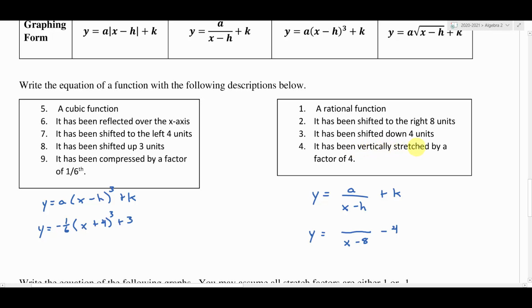And then it says it has been vertically stretched by a factor of 4. So normally I would have a 1 up here at the top, but since it's been stretched by a factor of 4, I'm going to replace the 1 with 4. And that completes my equation. Now notice in this one there has not been a reflection, so I would not put a negative in front of the 4 here. I'm going to leave the 4 as a positive 4.